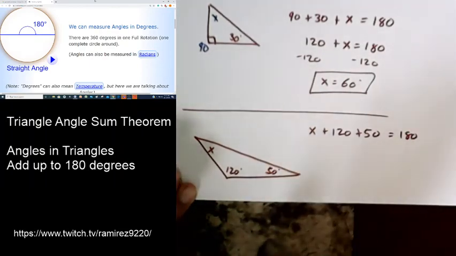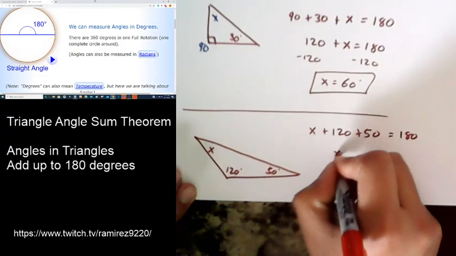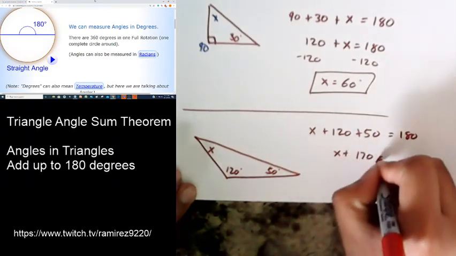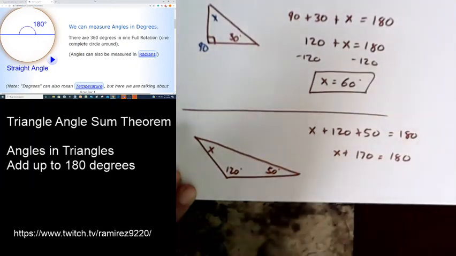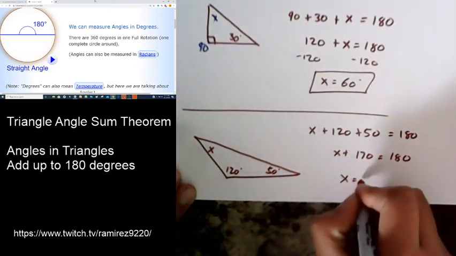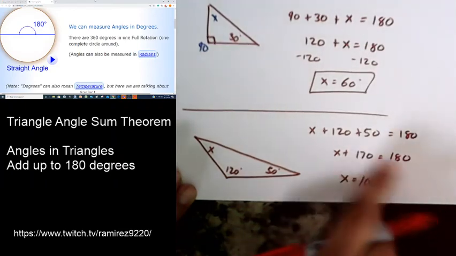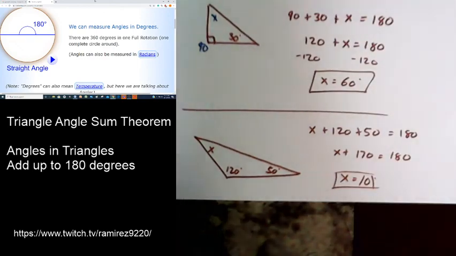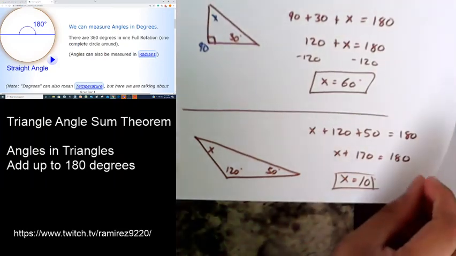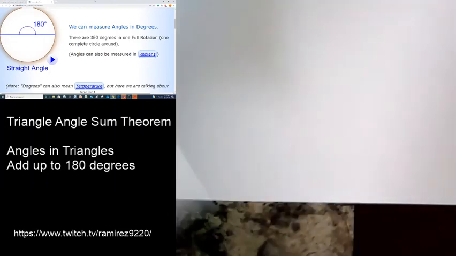And after that, it's just combining your like terms and solving for the unknown. Again, a lot of you guys will be able to do this in your head, right? So know that in this case, X is 10 because only 10 plus 170 will give me 180. With practice comes the shortcuts, right? But you must practice.